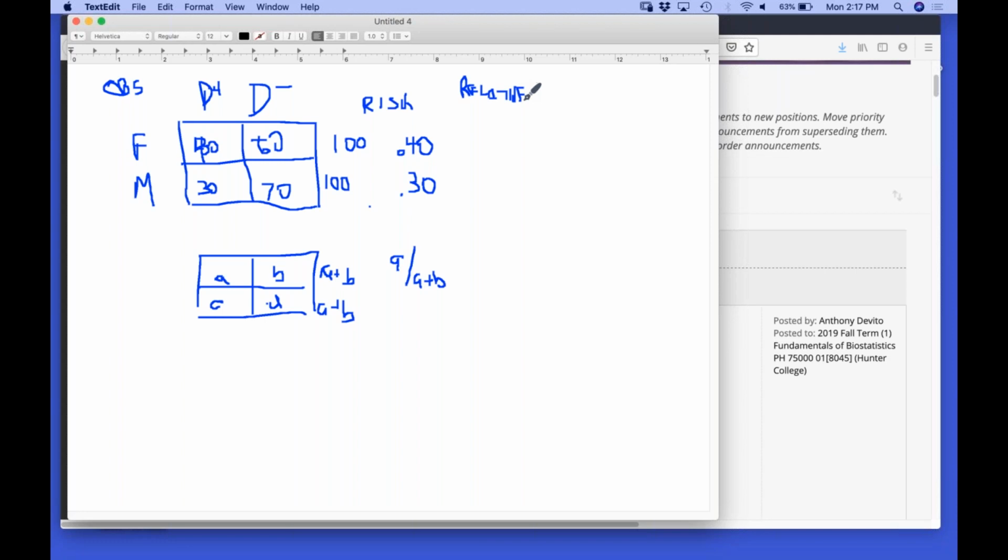Relative, oh boy, that's ugly. Take my word for it, that's what I'm writing there. Okay, so hopefully you can hear me while I'm writing this. Relative risk.